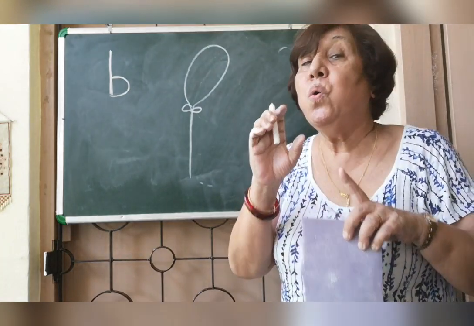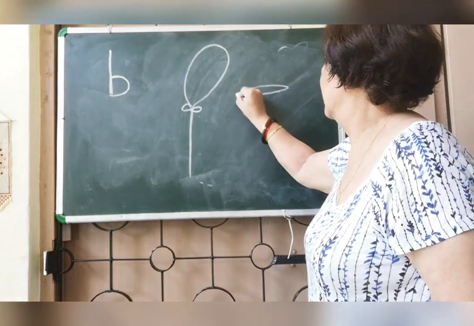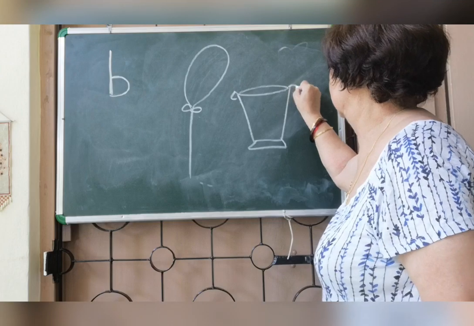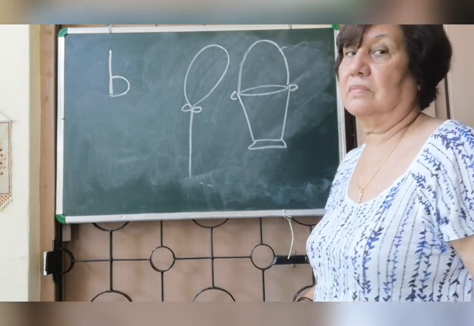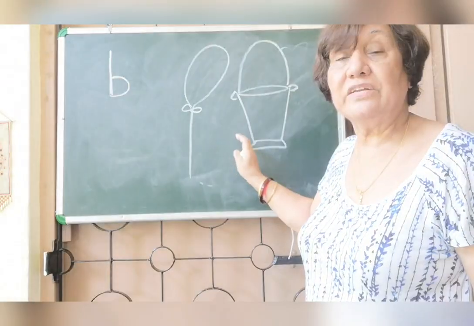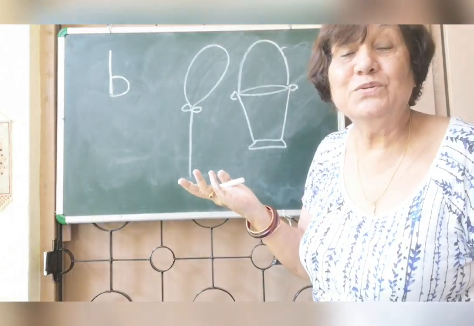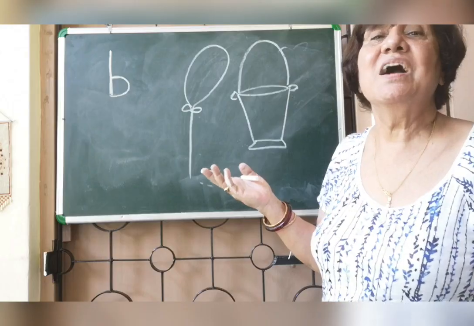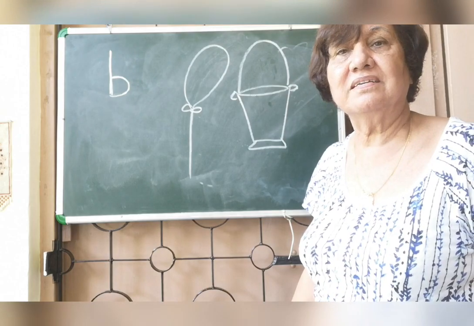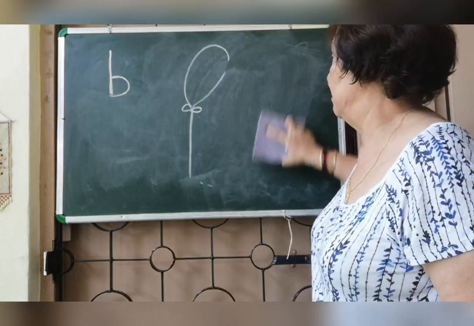You blow air into a balloon. Yes. This is found in your... Can you tell me where? Where do you see this? You see this in your bathroom. Yes. This is a bucket. And what does mummy fill in the bucket when you have to have a bath? She fills water in the bucket when she gives you a bath.